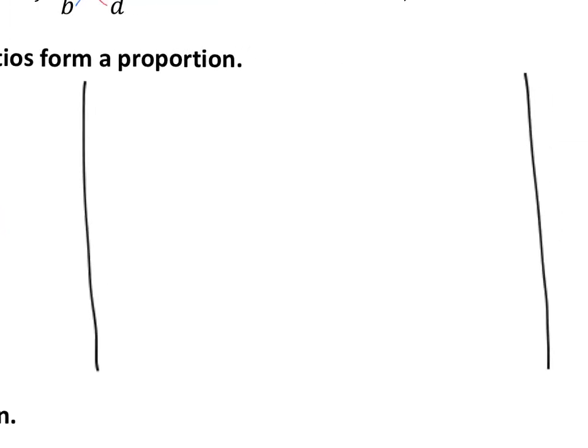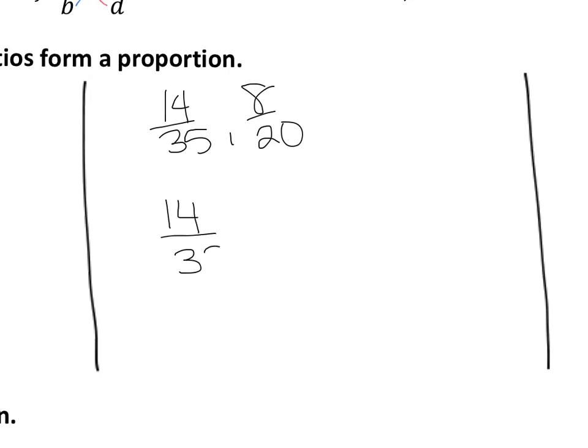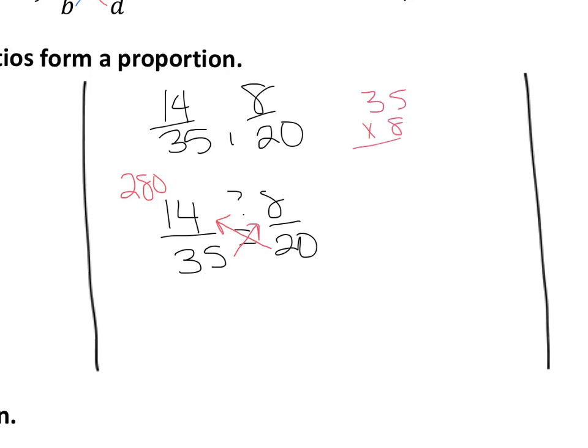Okay, let's look at 14 over 35 and 8 over 20. We're checking, are these equal ratios? If they're equal ratios, then I should be able to multiply up and across. 20 times 14 gives me 280. 35 times 8, if I multiply that off to the side, I also get 280. Since the cross products are equal, these ratios do form a proportion.